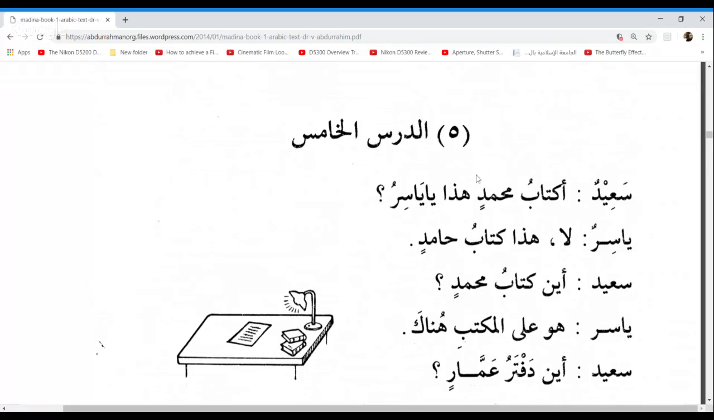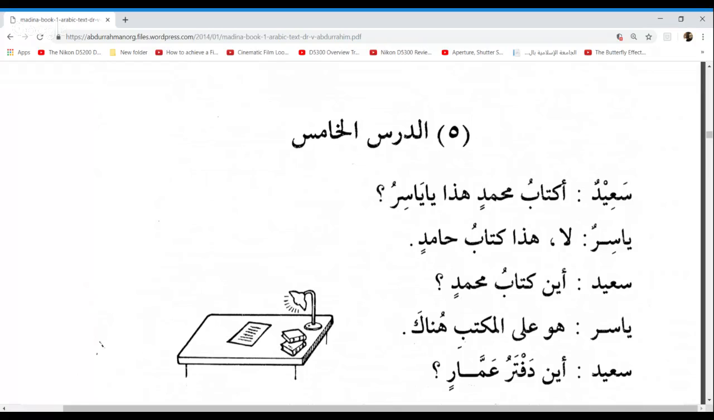Let's just focus on these two words for now. Kitabu Muhammadin. This, Ikhwan, is a very important concept in the Arabic language, so it's very important to understand it. We're saying Muhammad's book. In English, obviously, we say the name first. We say Muhammad's, with the S of possession, and then we say book: Muhammad's book. However, in Arabic, we say the book first. We say Kitabu Muhammadin, Muhammad's book.